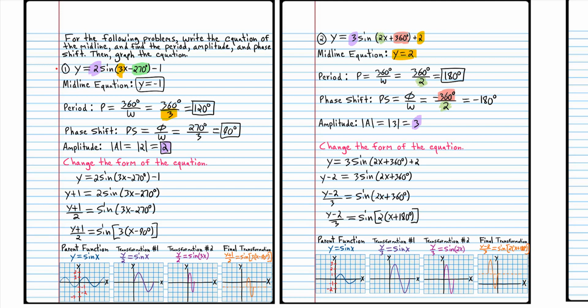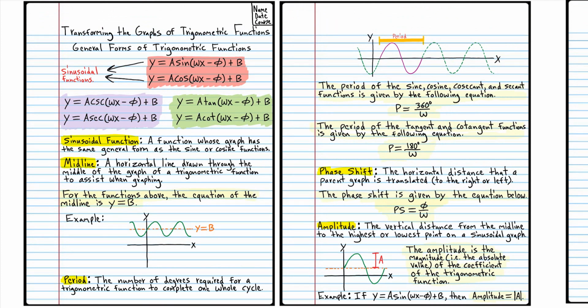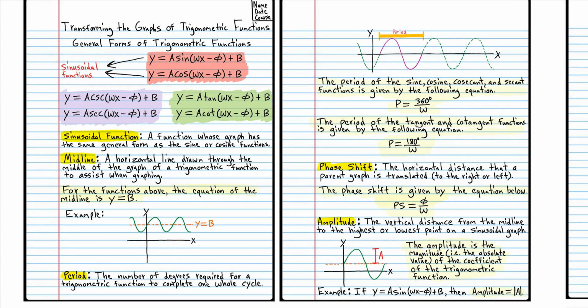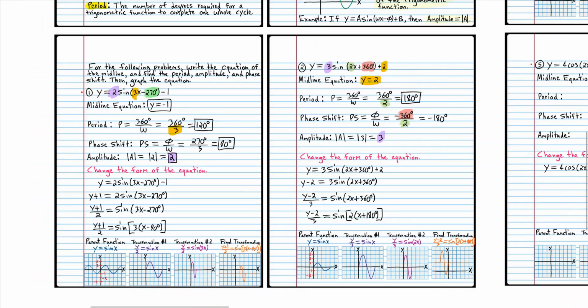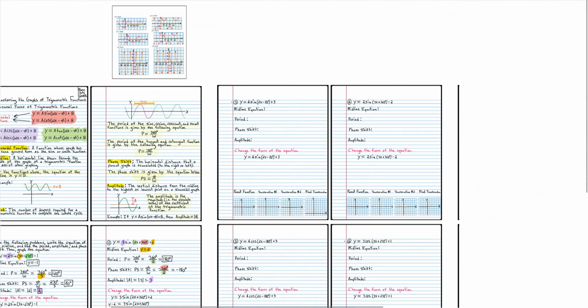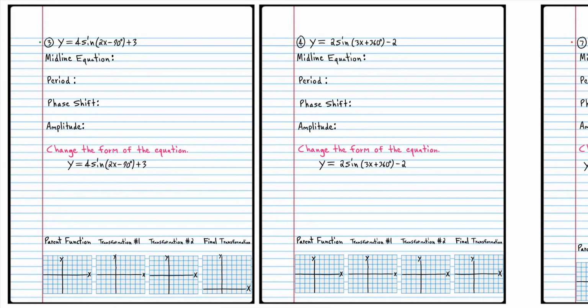So now it's time for you to try. Go ahead and get a picture of these 2 pages here, and get a picture of these 2 pages. Please be sure to get those pictures on your phone. And now it's time for you to try. So go and attempt number 3. When you come back, we'll do it together.